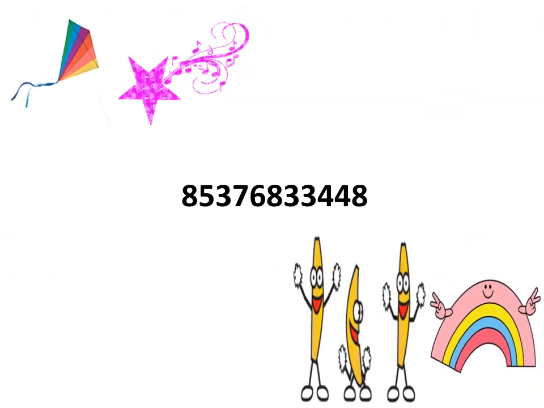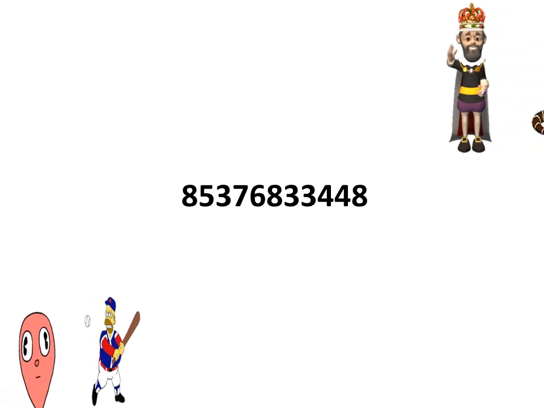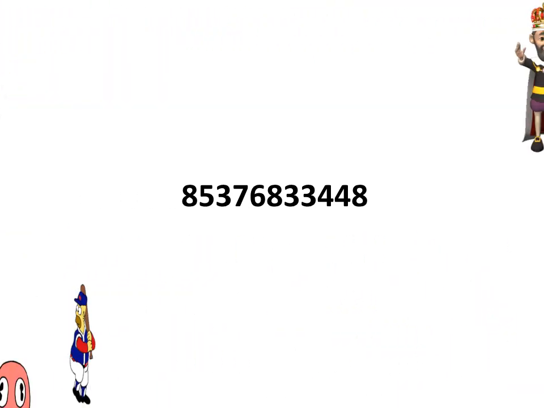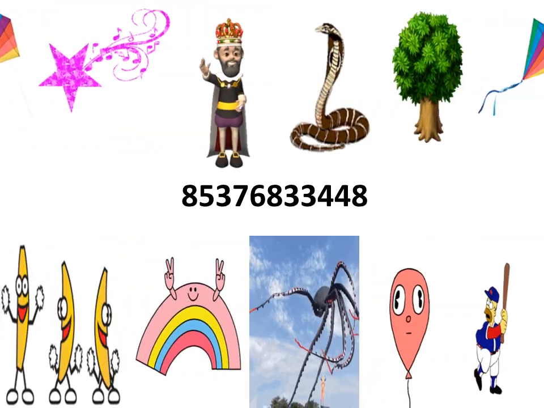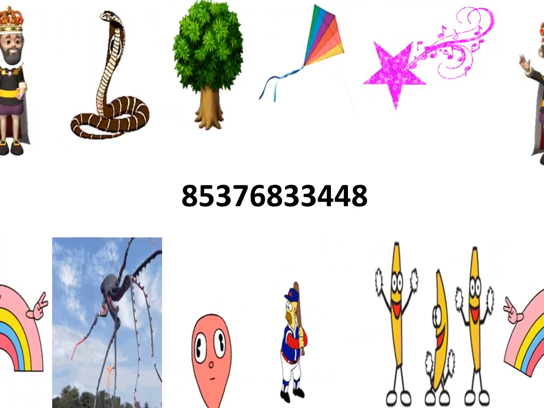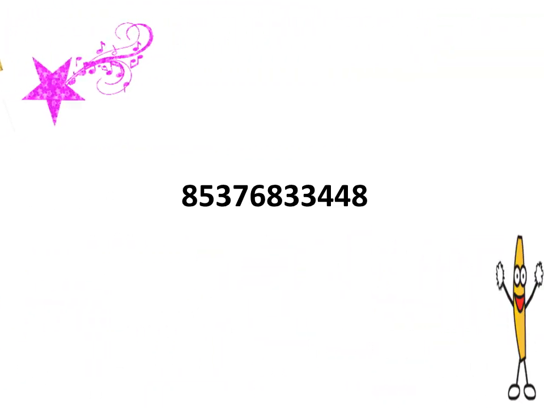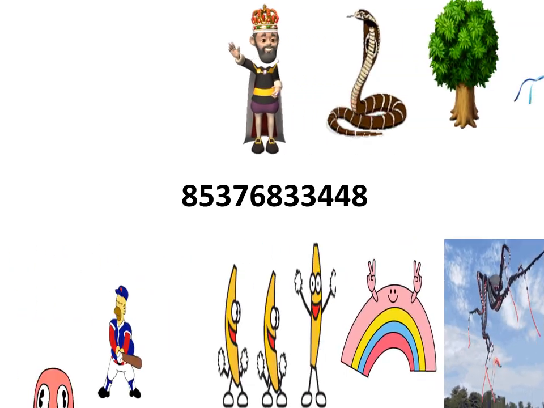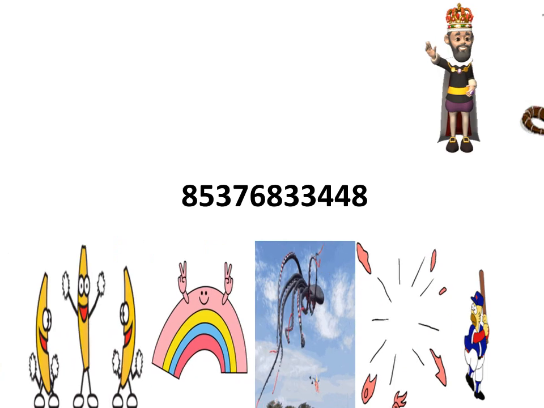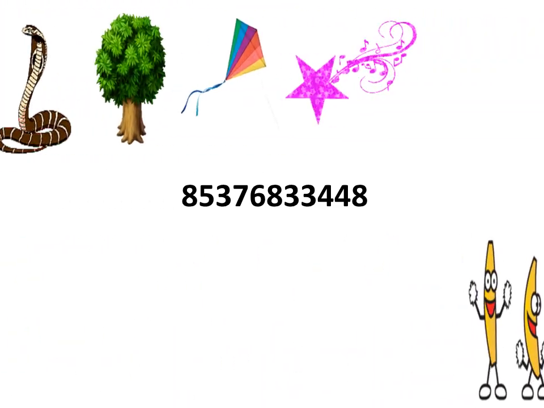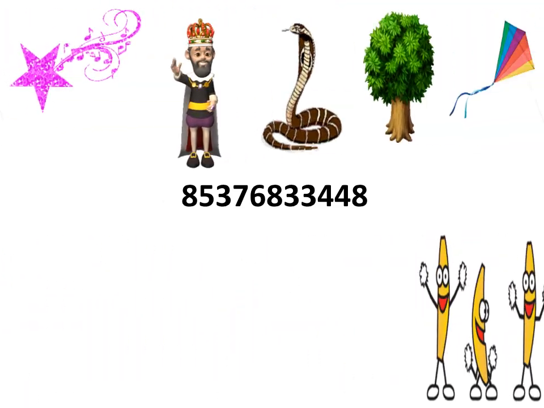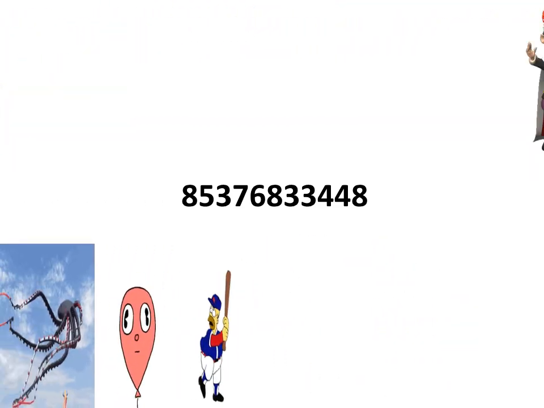Suppose I have to quickly memorize 853768334448. So, how to memorize this number? Friends, you already know that each image or picture represents a particular number. For example, star represents number 5. A snake represents number 2, etc. Now, using these images, I will weave a story to memorize this number.